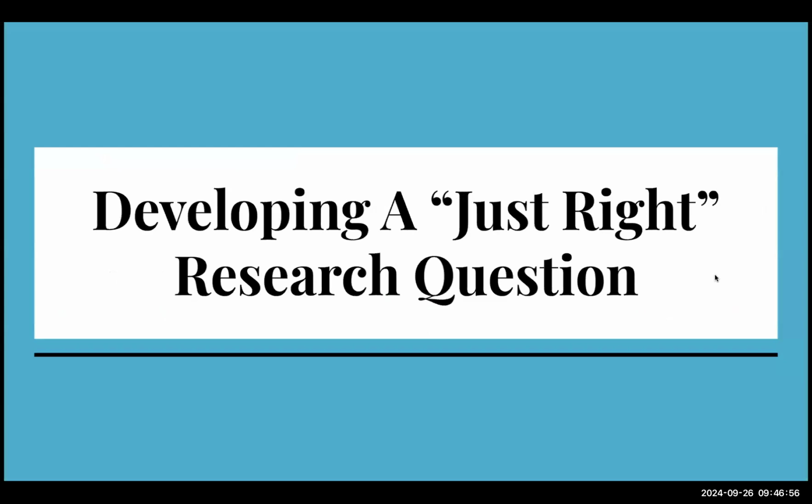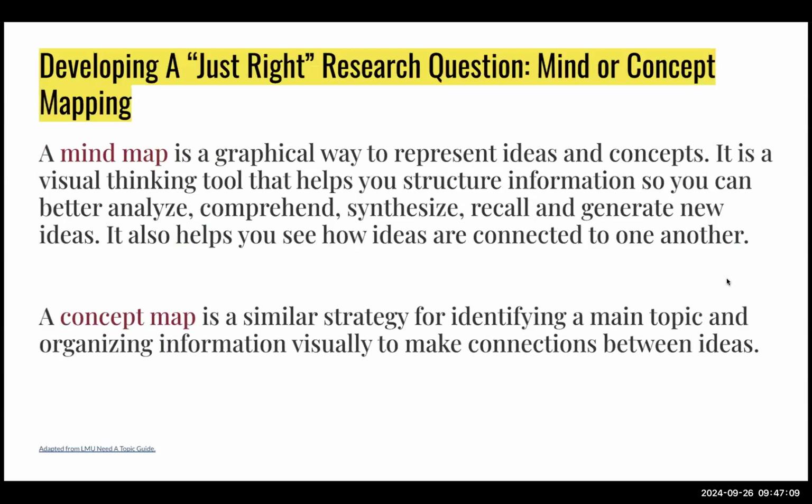Okay. So let's talk about actually making a just right question. We've got about 15 minutes, so this will go kind of fast and furious. But I do want to give you an example of some strategies for making just right questions. So one of them is called a mind or concept map. And a mind map is basically a graphical way to represent ideas and concepts. So it's a visual tool that helps you make sense of information or structure it so you can better explain, understand, and summarize and remember it.